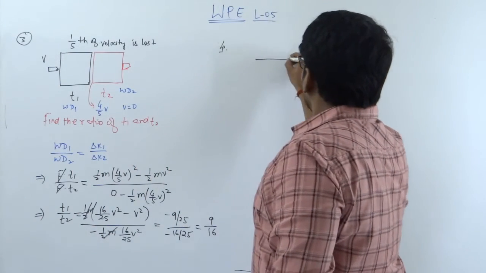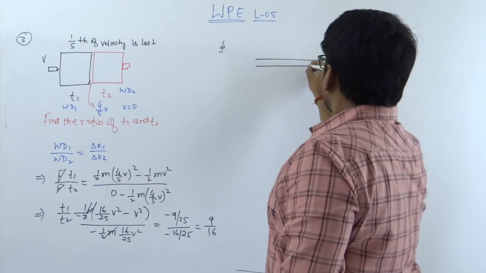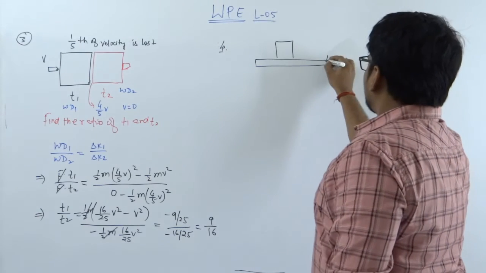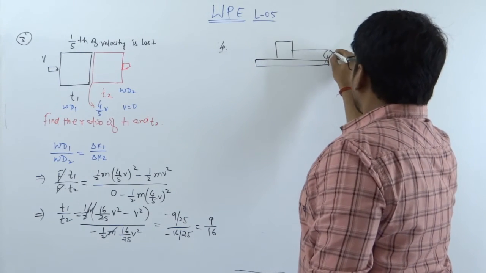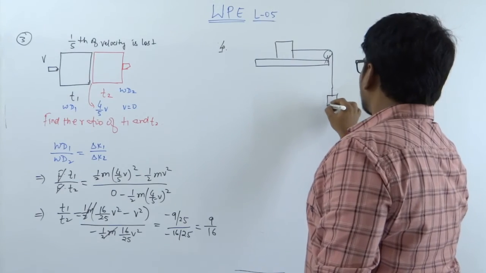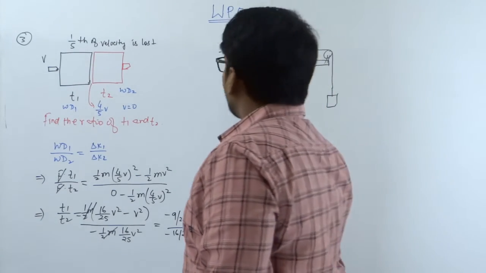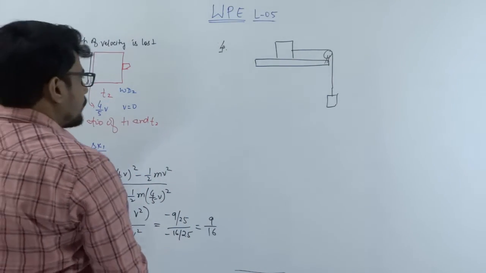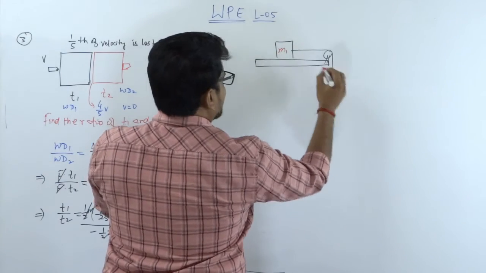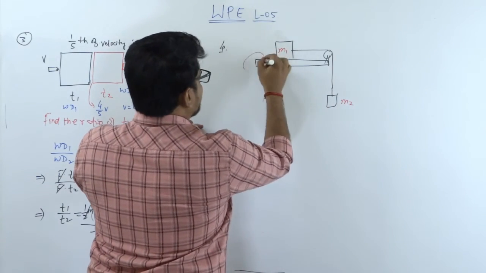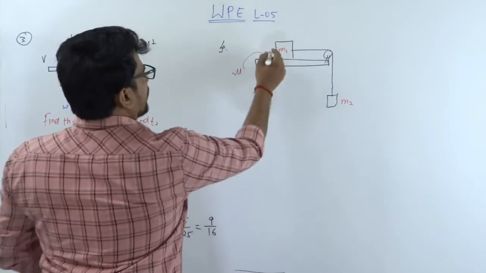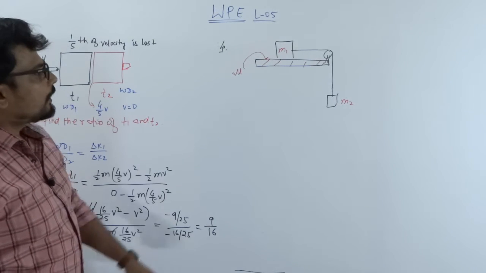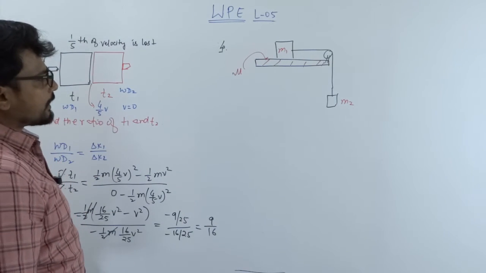let's suppose a block is kept over here, and there is a pulley. Now another block is hanging over here. Now let's suppose there is friction between these two planks. There is friction between them, and its mass is, let's suppose, m1 and its mass is m2, and there is friction between this block and this plank, surface and block. They started from rest.